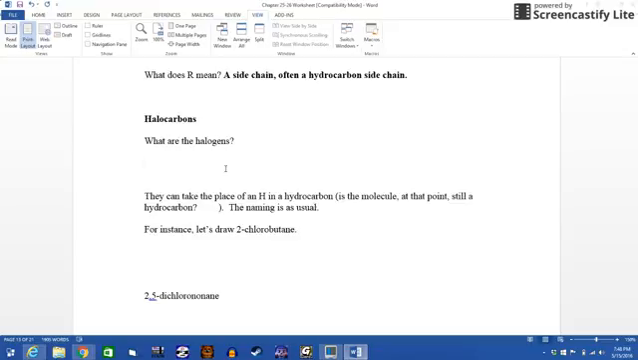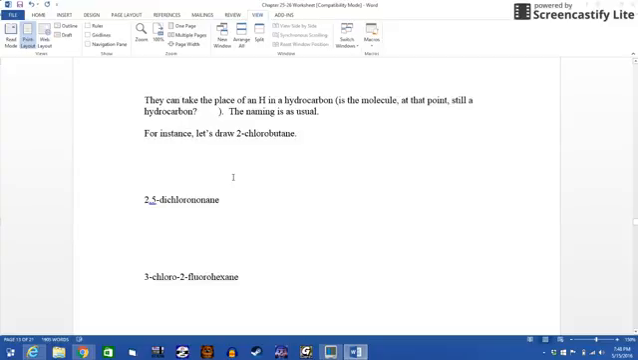The naming is as usual. So if you were asked to draw 2-chlorobutane, again, as we've talked about in class, this is the easier direction, right? I give you the name, you draw the molecule, you draw a butane, and then at the 2 position, you put a chlorine. And what does that look like?